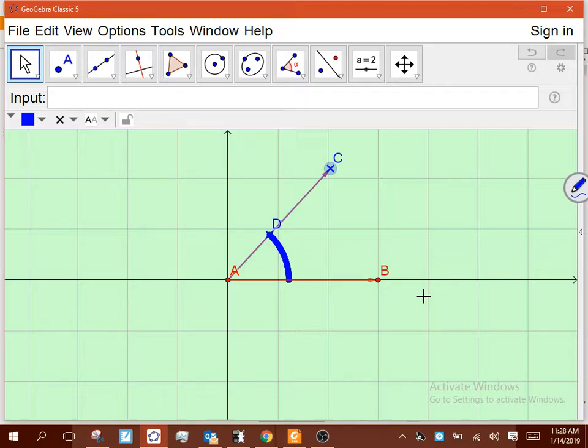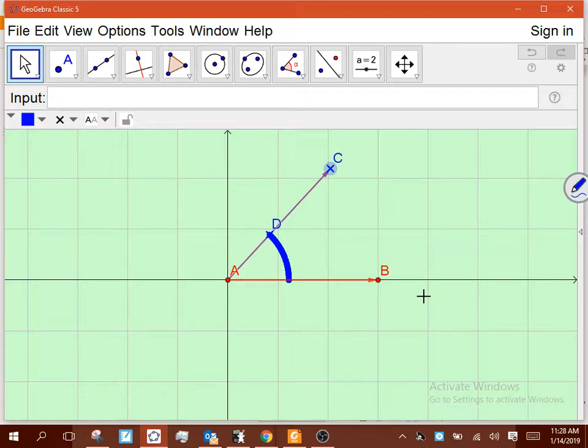The red ray, like I said, that's our initial side. The purple one, we call that our terminal side. Terminal means stops, right? Or the end. To terminate means to stop something. So we have our initial ray and our terminal ray.